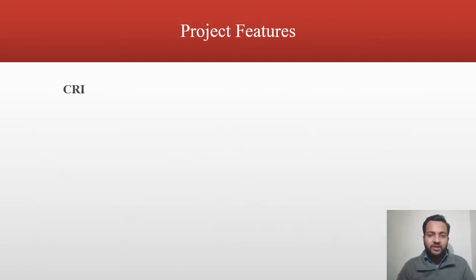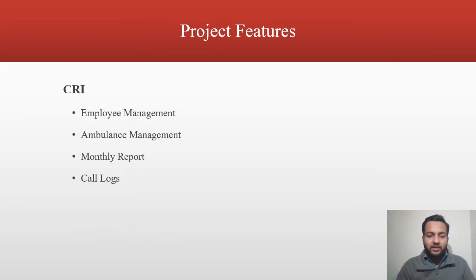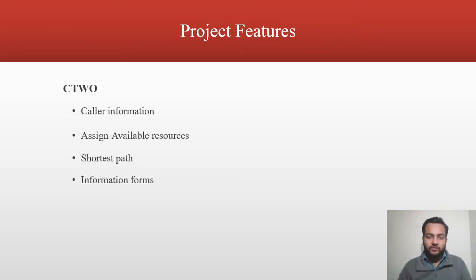Now let's talk about the project features. The CRI can perform CRUD operations on employees and ambulances. He can view the monthly report of the services, and he can also view the detailed call logs. The CTWO is responsible for saving the caller information. He can also assign the available rescue resources for the ambulance. Moreover, he can find the shortest path for the ambulance to reach its destination. In addition, he can also save the information forms. Now, I would like to hand over my presentation to Umair Manzoor so he can explain the project plan.